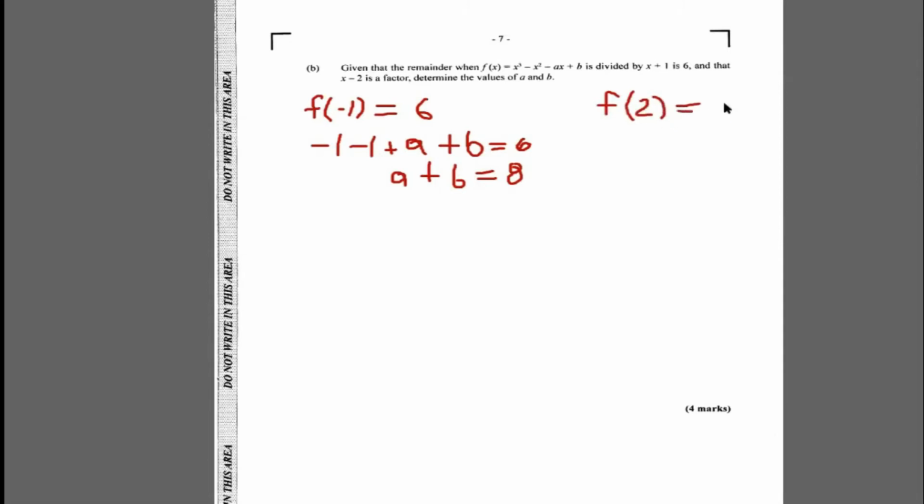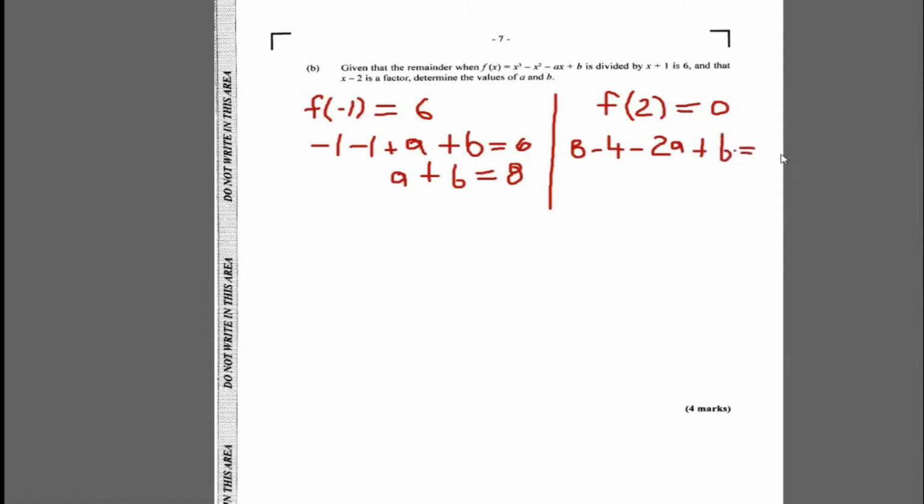If f of 2 is equal to 0, we can plug 2 into the function, and 2 cubed is 8, minus 2 squared, which is minus 4, minus 2 times a plus b, and that is of course equal to 0.